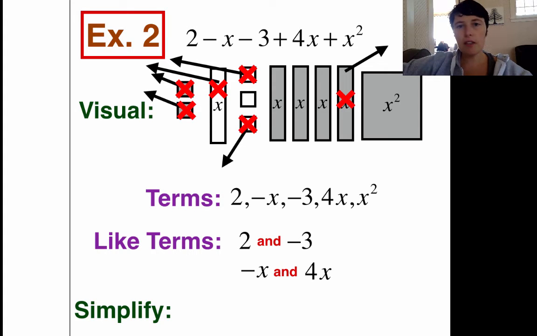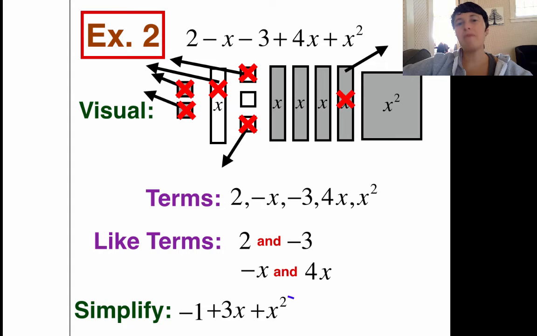I still see a negative 1. I still see 3 x's. I still see an x squared. So we got negative 1 plus 3 more x's plus the x squared. That's our simplified answer. All right.